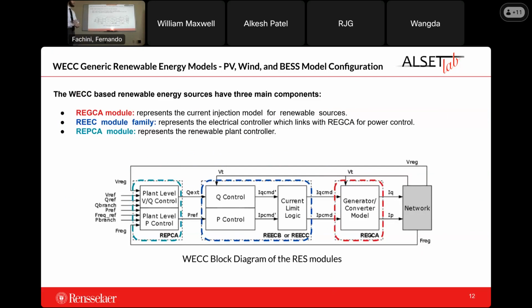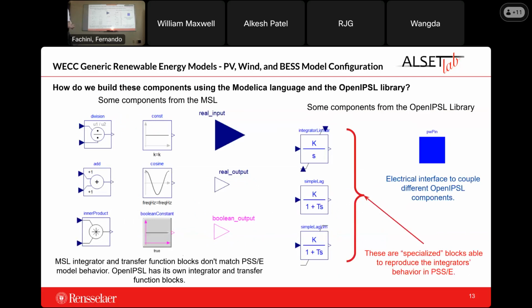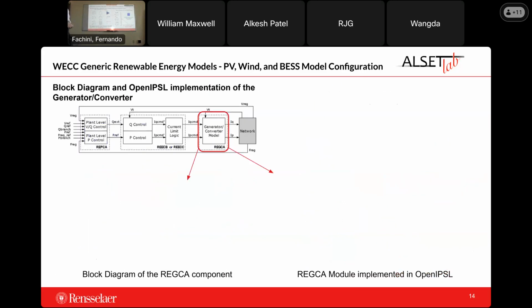So one is for generator converter model, the injection of currents into the system. The other is responsible for the electrical control, and the REPC family is responsible for the plant level control of these renewable sources. The implementation of these components in OpenMPSL used components from the Modelica standard library, and also specialized blocks from the OpenMPSL, which are meant to reproduce integrator behavior in PSSE.